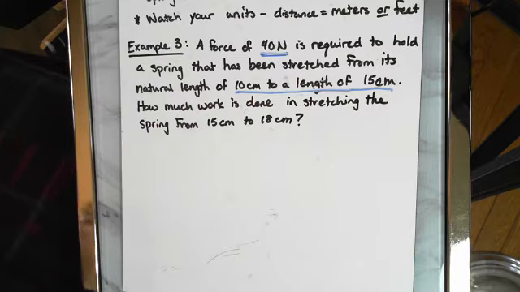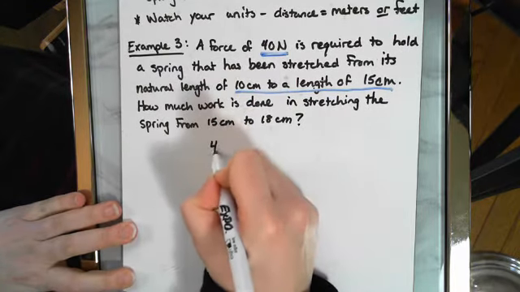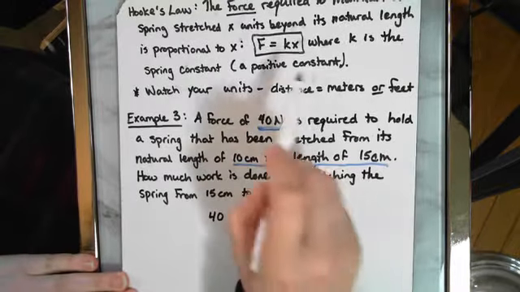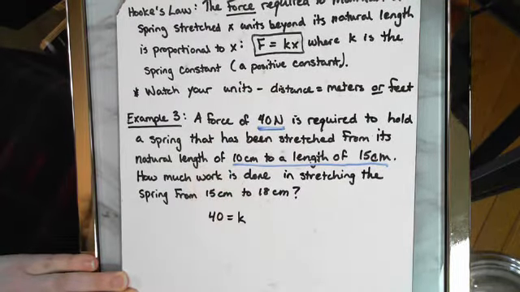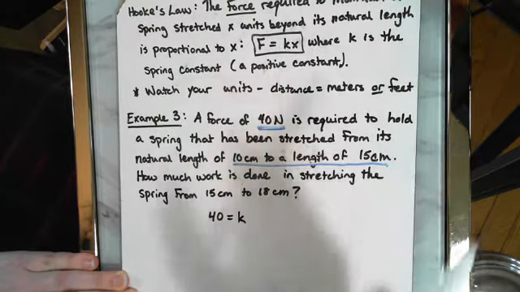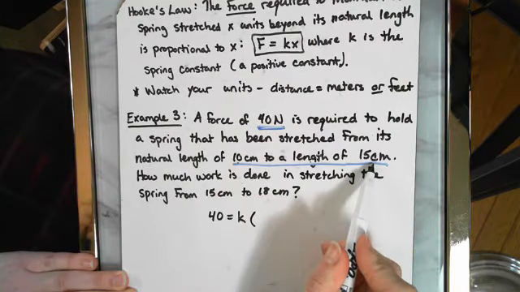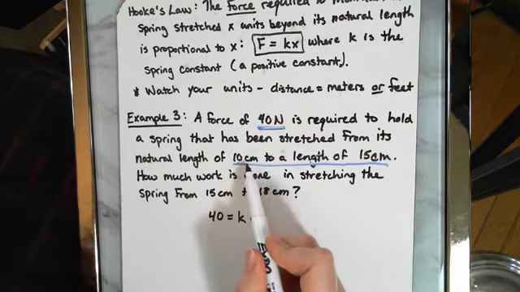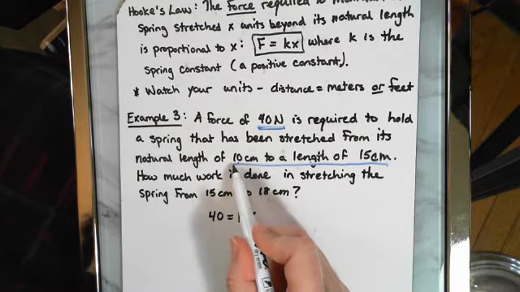But wait a minute, that says centimeters. I need to change that. Okay, so our force is 40, because notice it says force equals k x. K is what I need to solve for. And it says x is how far it's been stretched. But remember, I need these in meters. Okay, so there are 100 centimeters in 1 meter. So I just have to divide both of these by 100.